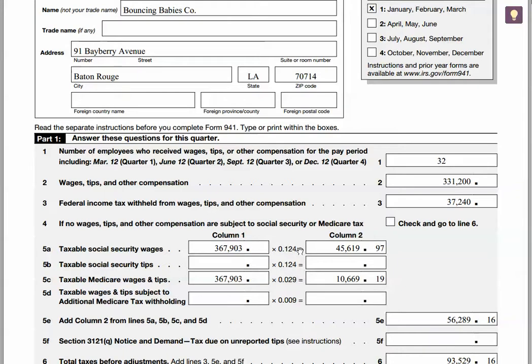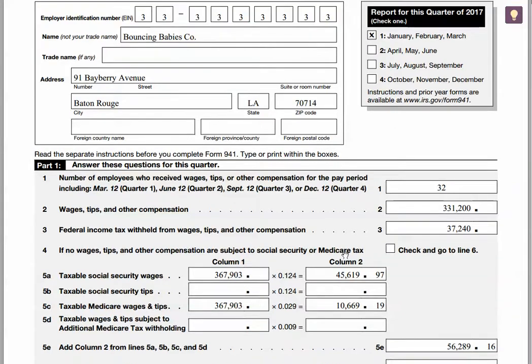That means it's 12.4%. So they're multiplying this grand total of all the compensation for the entire quarter times the full 12.4% to get 45,619, and the full Medicare times 2.9%, or 0.029, to get 10,669.19.